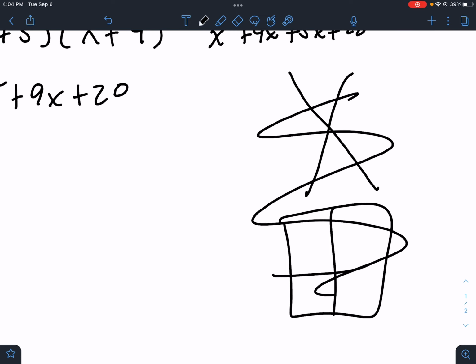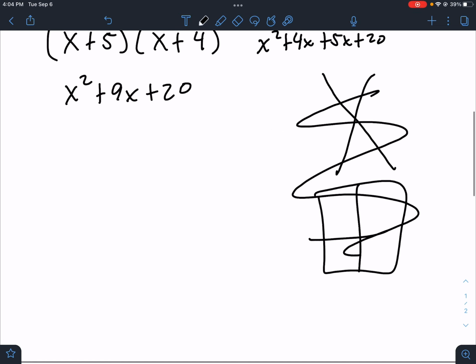I'm not a big fan of those. Those are called graphic organizers. They're visual aids. They're really good for helping you learn things, but at the end of the day, you have to be able to do this without them.